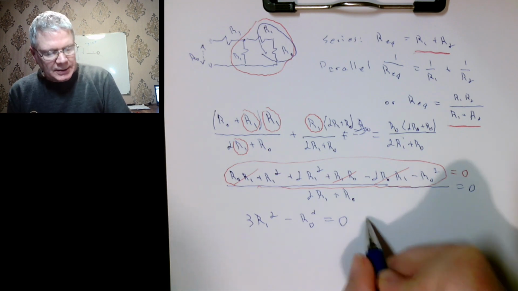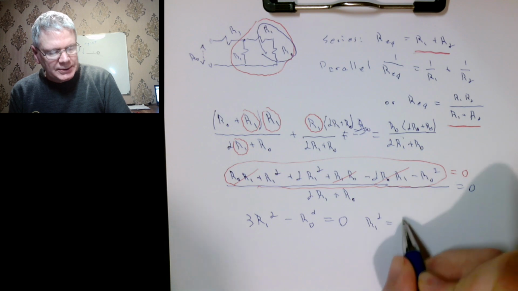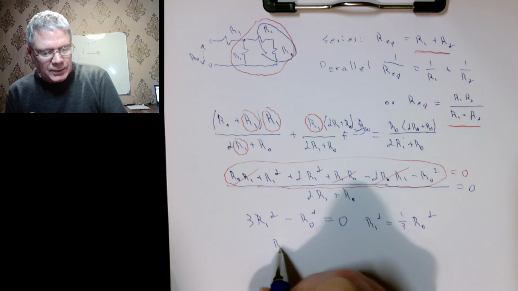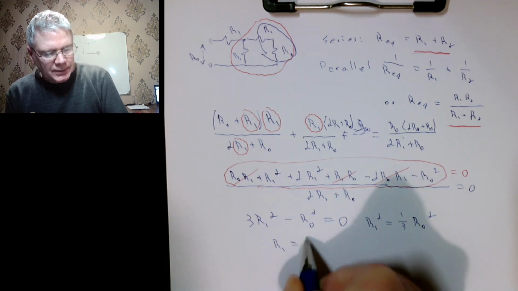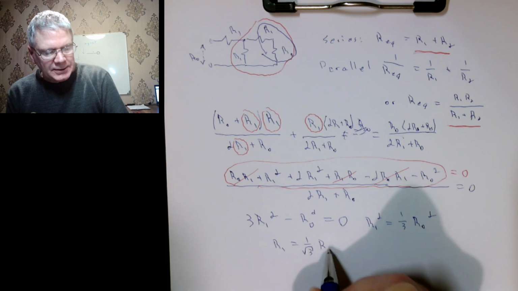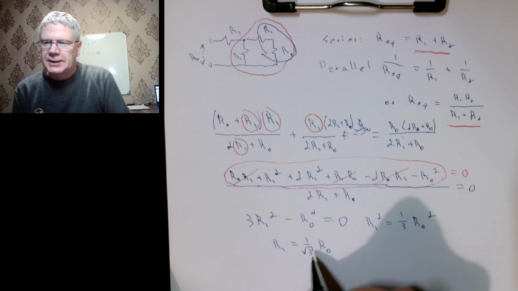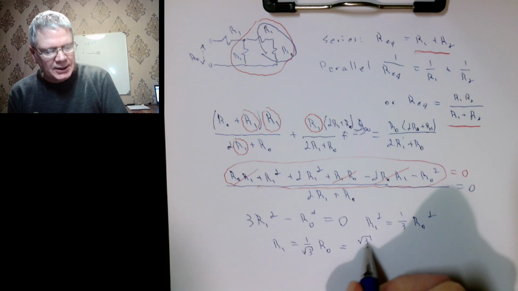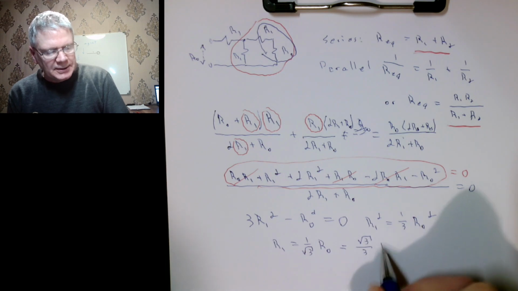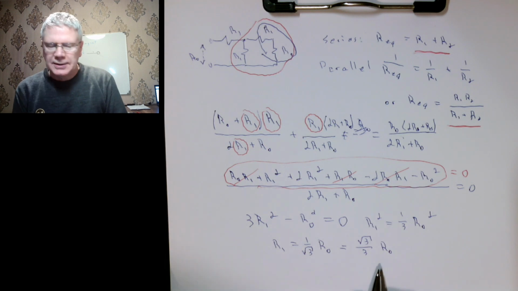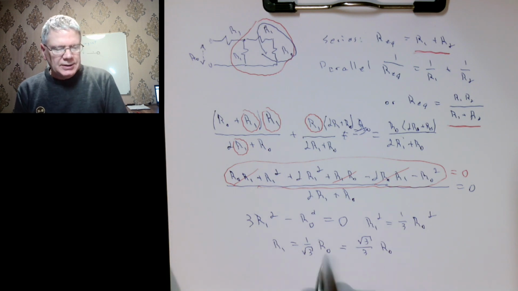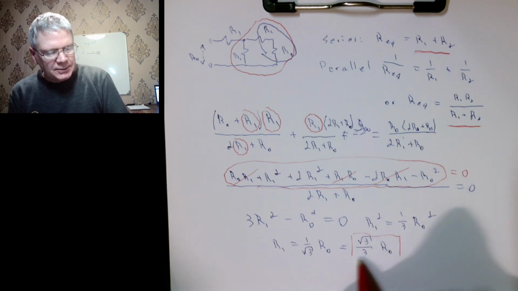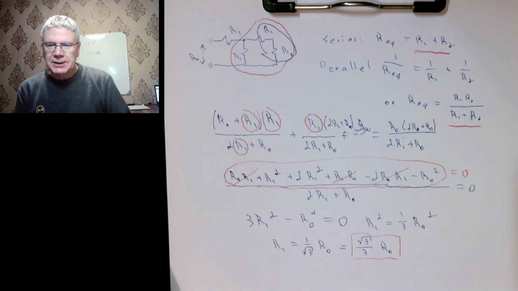Which means that R1 squared has to equal 1 over 3 R0 squared. R1 is equal to 1 over the square root of 3 R0, and that'll do it. And I don't like irrational numbers in my denominators, so I'm going to write that as square root of 3 over 3 times R0. I'm going to rationalize that denominator. You can go back and check this. You can put this expression back into the circuit or back into one of your previous expressions up here, and you'll find that it works.